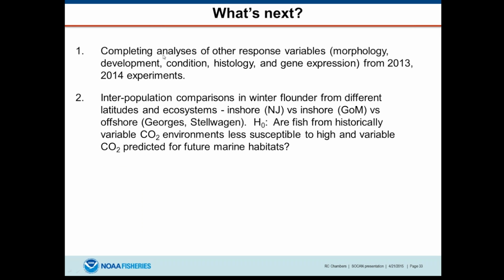From what we found previously with winter flounder, our intention is to do a broader interpopulation comparison for winter flounder from distinctly different latitudes and ecosystems. Specifically, we have some data, but we want to expand this to include a more interesting contrast for us, at least: the inshore New Jersey versus inshore Gulf of Maine versus offshore, such as Georges or Stellwagen Bank, where clearly the adults are living in a very different environment than the inshore spawning winter flounder. The hypothesis is that fish from historically variable CO2 environments, those that spawn inshore, are less susceptible to the high and variable CO2 predicted for future marine habitats. So that test is very much of interest to us and very much in vogue with what's happening on the research front with respect to OA work.